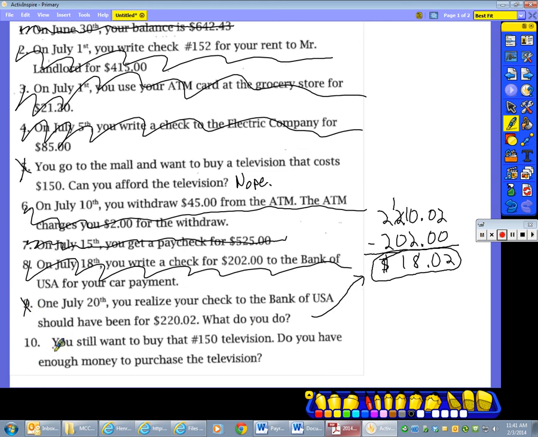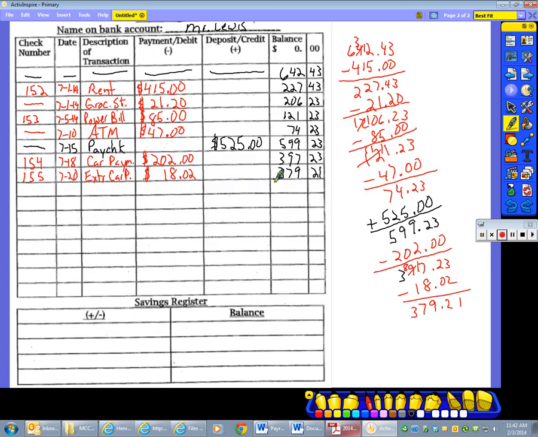Last thing. You still want to buy the $150 television. Do you have enough money to purchase the TV? And in this case, yep, looks like I have enough money to buy that TV. So I'm going to go ahead and make that purchase. I'm going to assume that I am using my debit card.